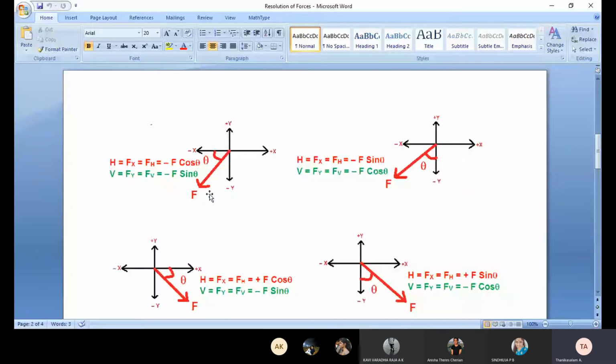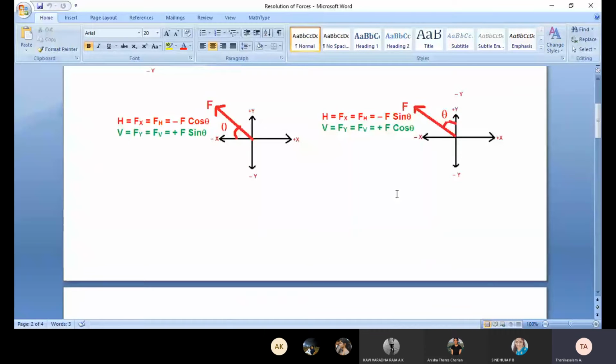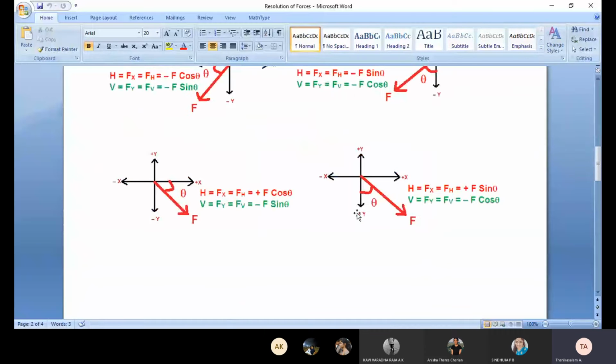Did you get the point of what I am telling? Last class I showed how to convert an inclined force into x and y directions. There are four quadrants: first, second, third, fourth. Based on where theta lies, you have to take cos or sine. Based on the quadrant, you decide whether it is plus x or minus x, plus y or minus y. Teresa, are you following with me? Sindhuja, are you there? Yes, sir. We are going to solve the problem based on this concept.